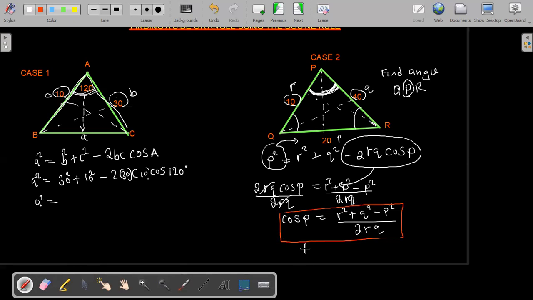So how do we do that one? We are simply going to replace where there is small letter P, we're going to put 20. Where there's R, we're going to put 10. Where there's small letter Q, we're going to put 40, like that. So what we mean here is, you have a case like this one.